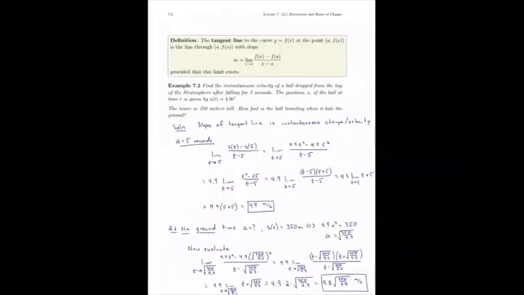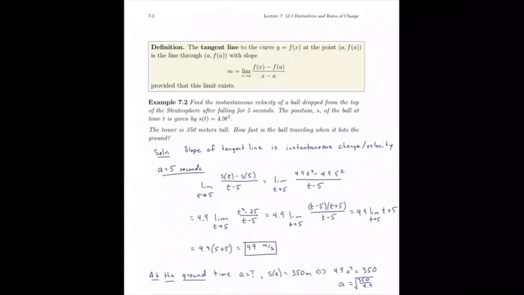So let's properly define this tangent line. In calculus, we'll define the line tangent to the curve y equals f of x at the point a, f of a, as the line through a, f of a. In the previous example, that was the point 1, f of 1, and f of 1 was 1 cubed, so that was just 1, 1. And this line is going to have slope given by this expression.